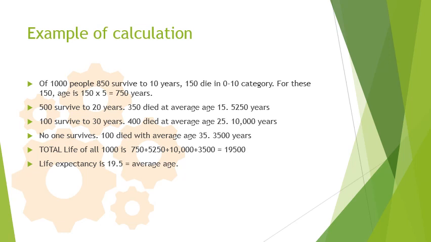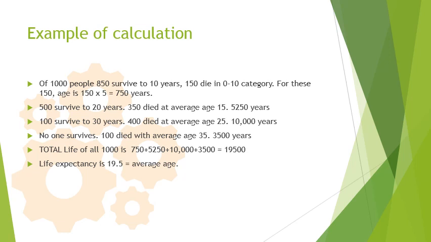Finally, the last 100 make it to the age range of 30 to 40 and assume all of them die. So 100 people die with average age 35. This is 3,500 person years. So now we can calculate the total life of all of these 1000.